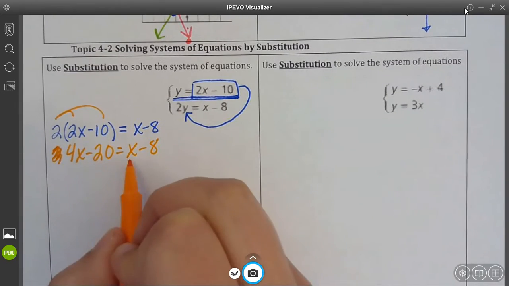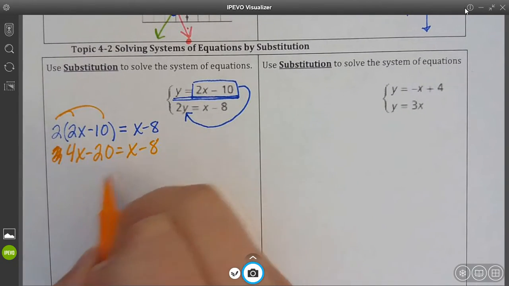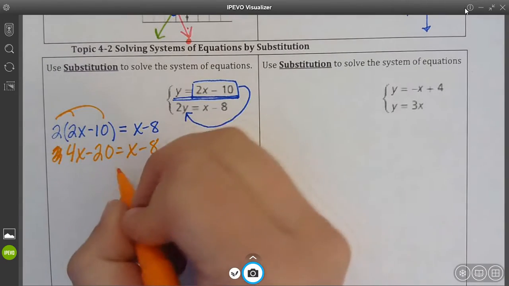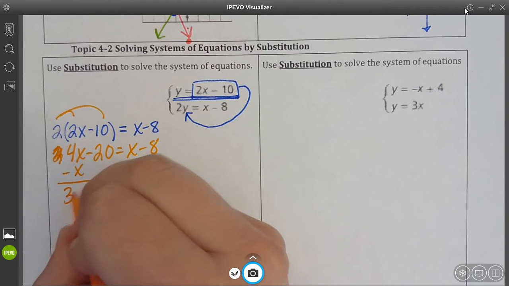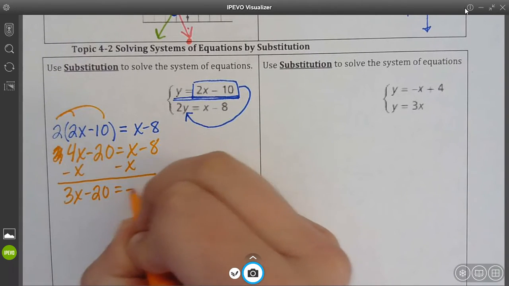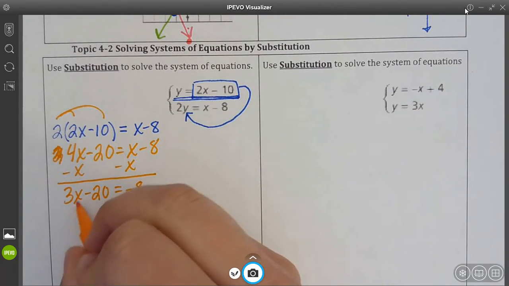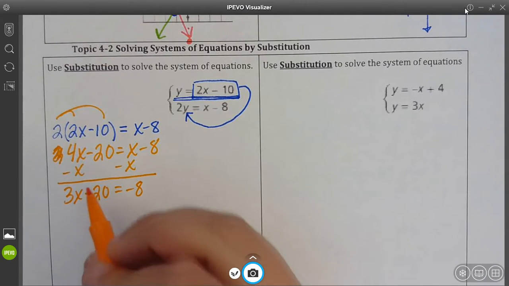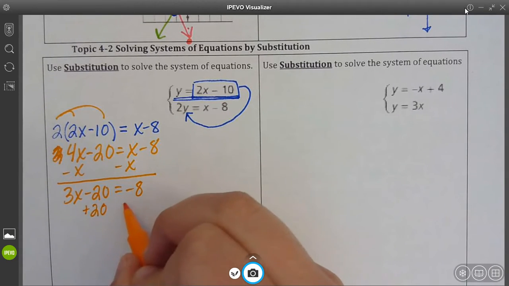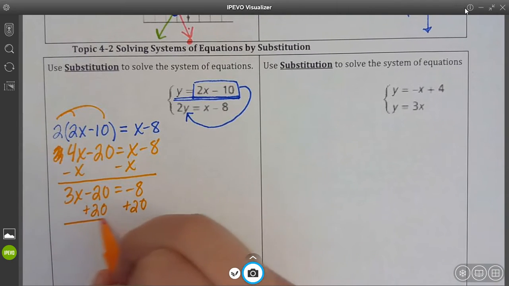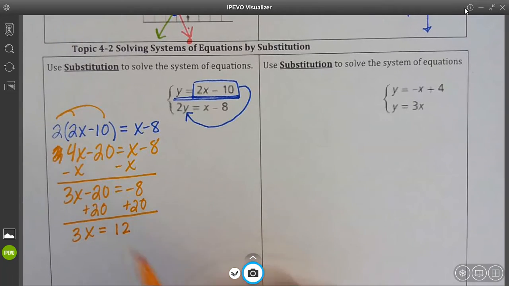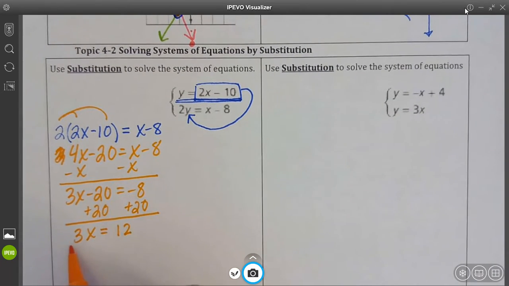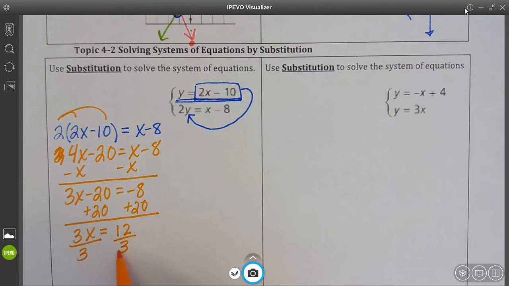When I have an x on both sides of my equation, I need to get them to the same side of my equal sign. So I'm going to subtract x from both sides, and I'm going to get 3x minus 20 equals -8. Now that I have 1x in my problem, I'm going to get it by itself. So I'm going to add 20 to both sides. 3x equals positive 12. And last but not least, to get x by itself, I'm going to divide by 3. X equals 4.